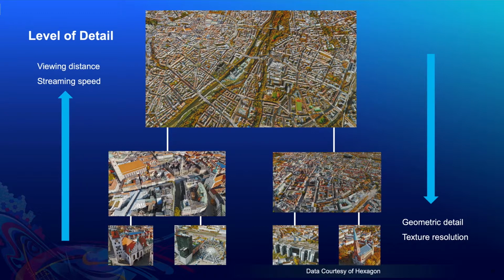As we move out, so as we move up the tree with the viewing distance, the streaming speed also needs to increase. That means we need to be able to stream a lot more of the environment, a lot more of the model, in a faster time.